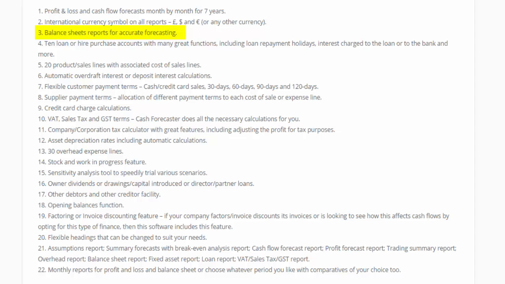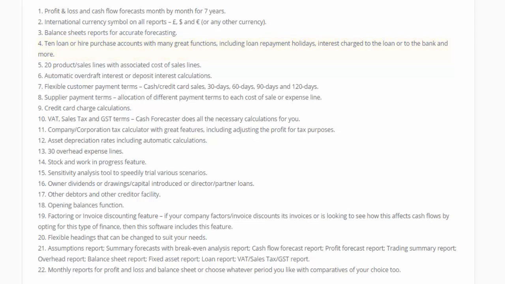So you'll have peace of mind that everything will work and that the reports that people are looking at actually make sense. Also built within the Cash Forecaster software are up to 10 loan or hire purchase accounts with many great functions, including loan repayment holidays. You can have it so your interest is charged to the loan itself or to your bank, and many more features within there.